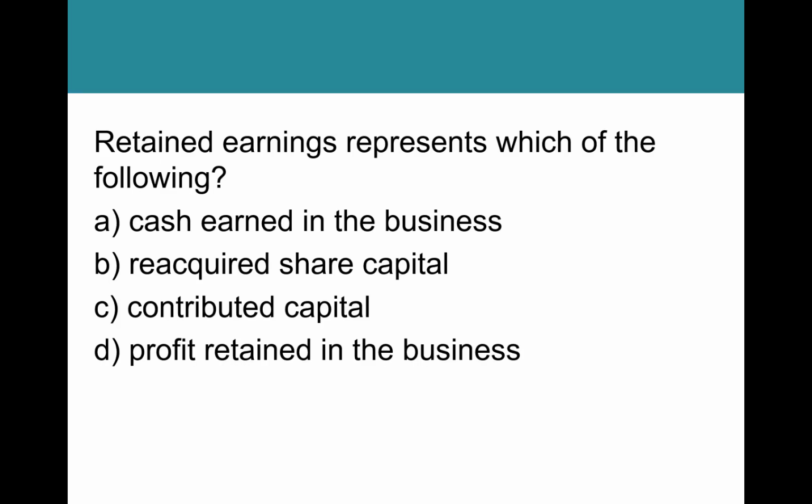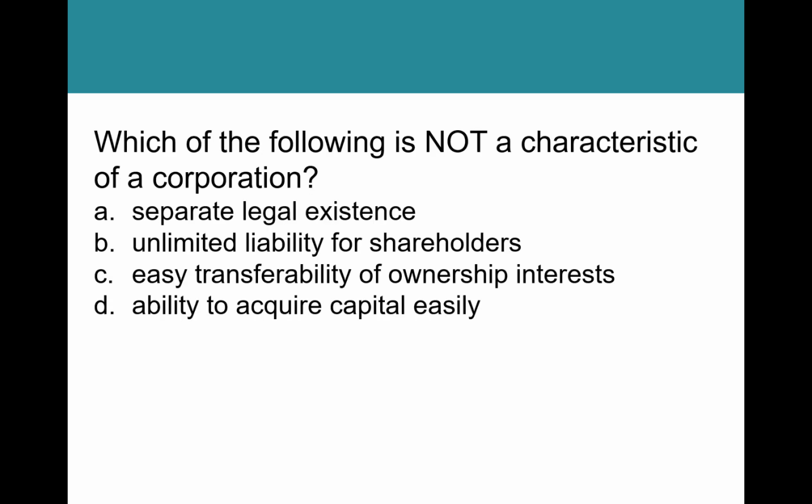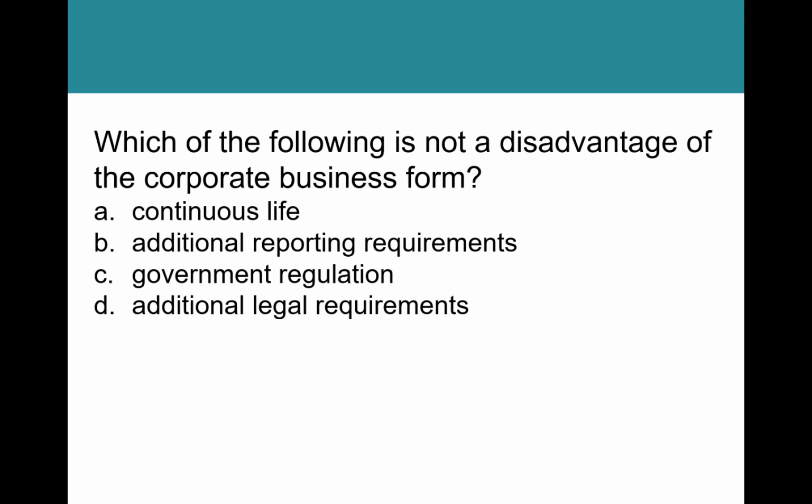So let's test what you know. Retained earnings represents which of the following? And if you said D, you'd be correct. Which of the following is not a characteristic of a corporation? And if you said B, you'd be correct. Which of the following is not a disadvantage of the corporate business form? And if you said A, you'd be correct.